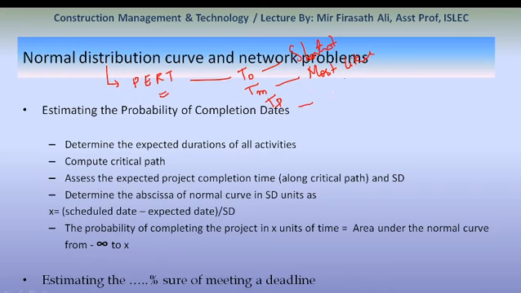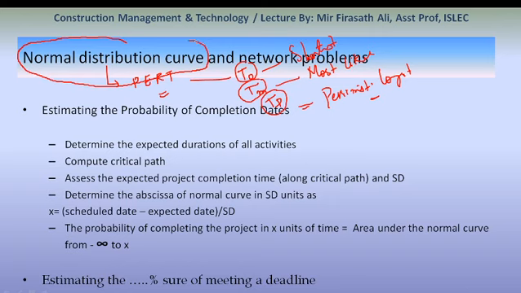Tp was the pessimistic time, or we can say the longest time. So we have discussed these 3 time estimates: T naught, Tm and Tp. This normal distribution curve is associated with these 3 time estimates: what is the shortest possible time, what is the most likely time, and what is the pessimistic time associated with an activity. Okay, so for estimating the probability of completion dates, we come across these 3 times.